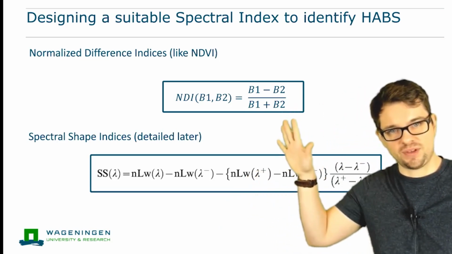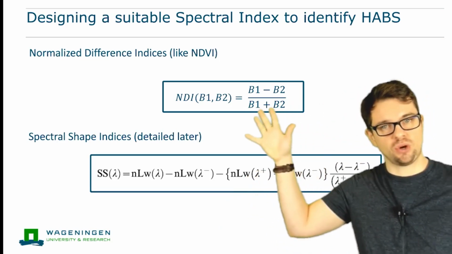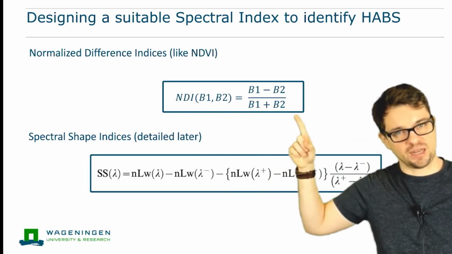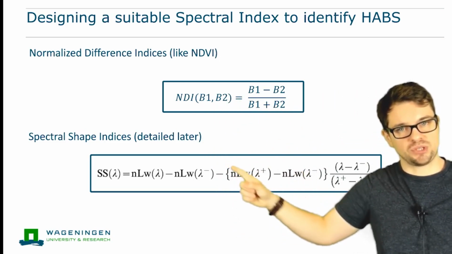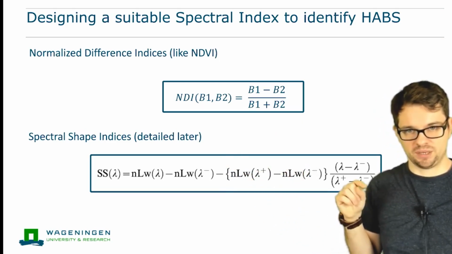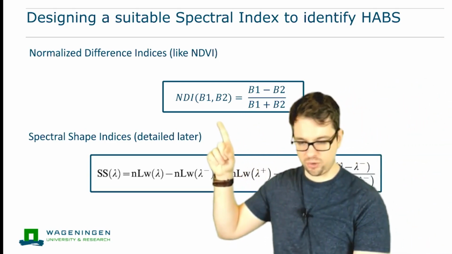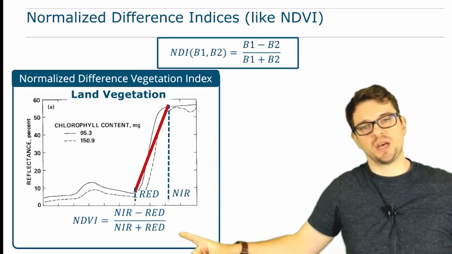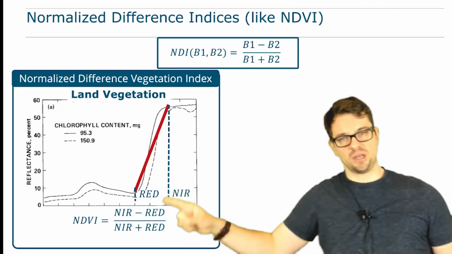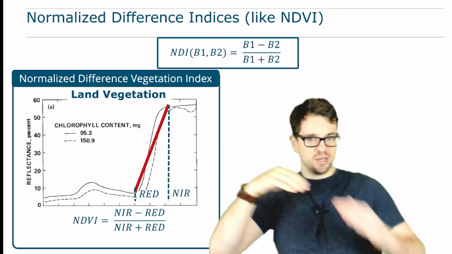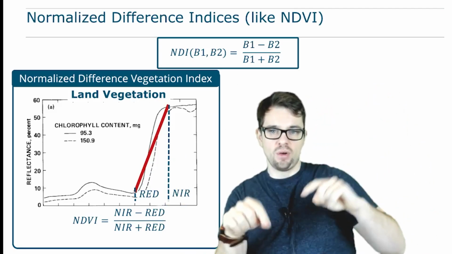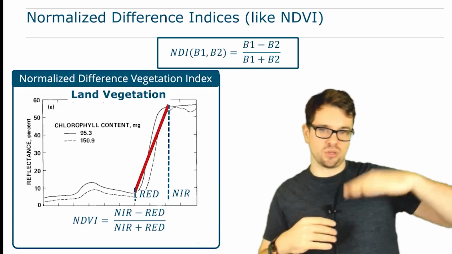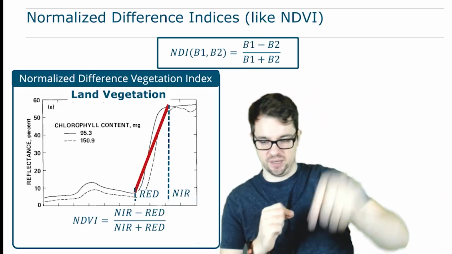There are two main families. One is the normalized difference indices that, like NDVI, are fairly commonly used in land vegetation. And also there are spectral shape indices that we'll talk about a bit later. This first one should look fairly familiar from the land vegetation case, where in NDVI you really want to measure this spike or increase in near-infrared reflectance by doing this ratio between the two bands and the subtraction, so you can measure basically the slope of this line.